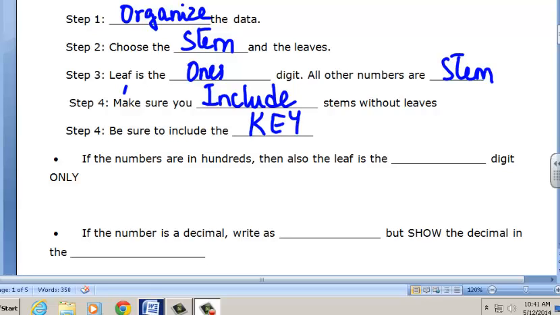Now let's say the numbers are in the hundreds, then what do we do? Then also the leaf is only the ones or the rightmost digit. And if the number is a decimal, then you'll just write as normal, but you would show the decimal in the key. This is the important thing. Key becomes very important.